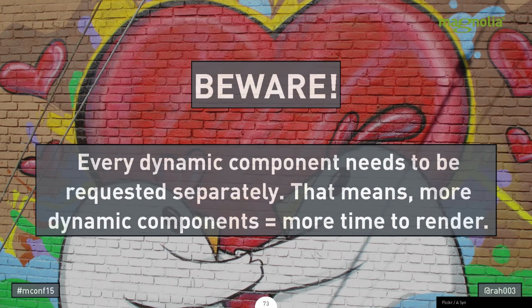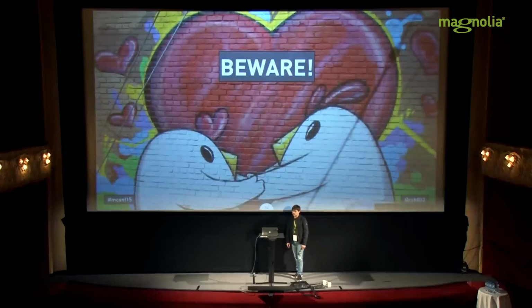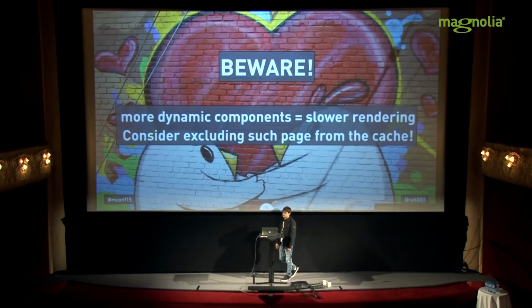We will have to send another request to the rendering engine to render that component on its own so we can cache it on its own. The more such components you have, the more time we will need to render. The other thing to remember is that at some point, if you have too many of those components, the rendering itself might actually be slower than if you just exclude this page from cache completely. The turn-off point is somewhere between 10 to 20 components. So if you have 20 dynamic components on a page, you're better off not caching that page. The dynamic page caching will most likely not help you there.